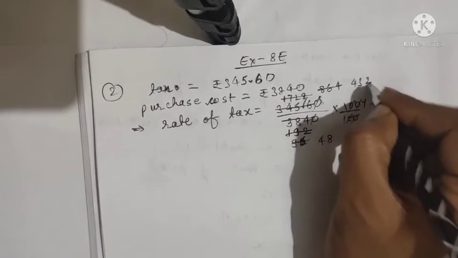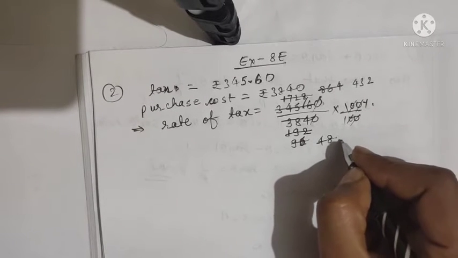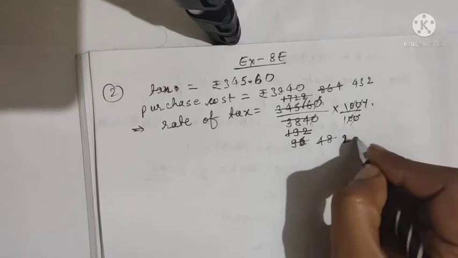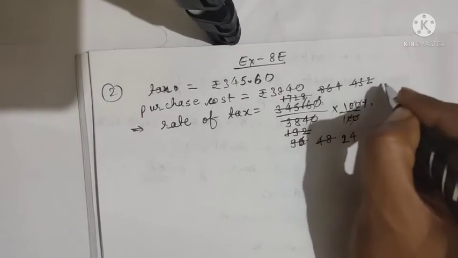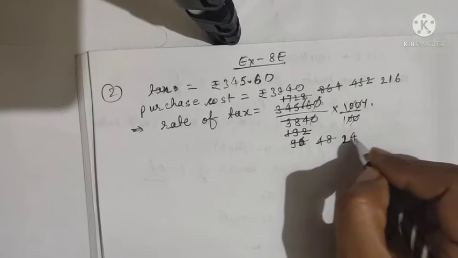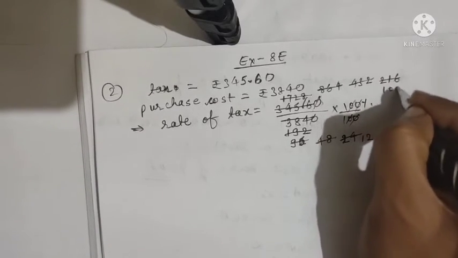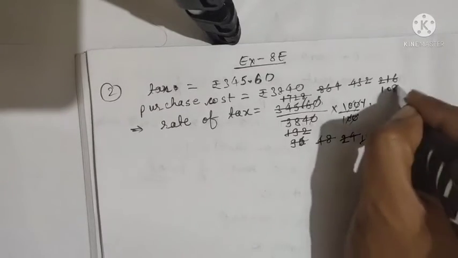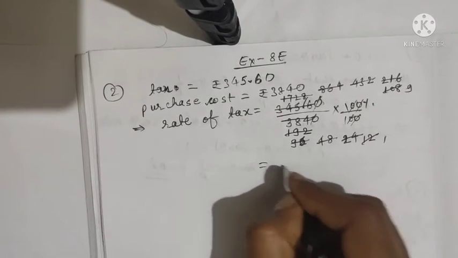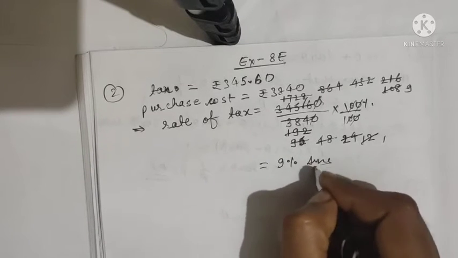Again by 2, it is 2 2s are 4, 2 4s are 8, 2 2s are 4, 2 1s are 2, 2 6s are 12. Again by 2 it will be 12, it will be 108, and as we know that 12 9s are 108, so it will be 9%. Simple. This is your answer.